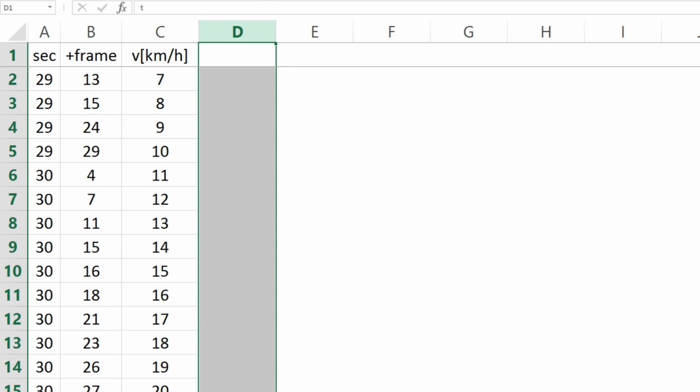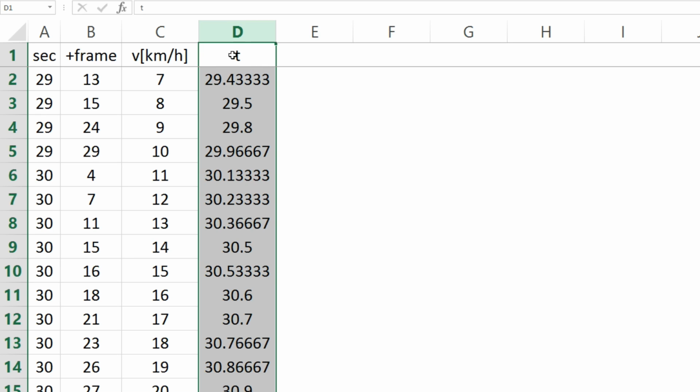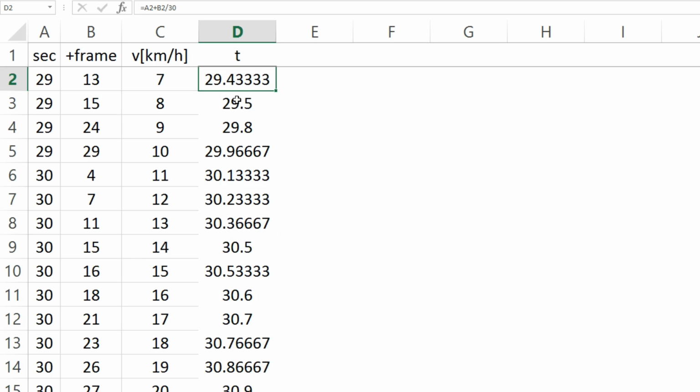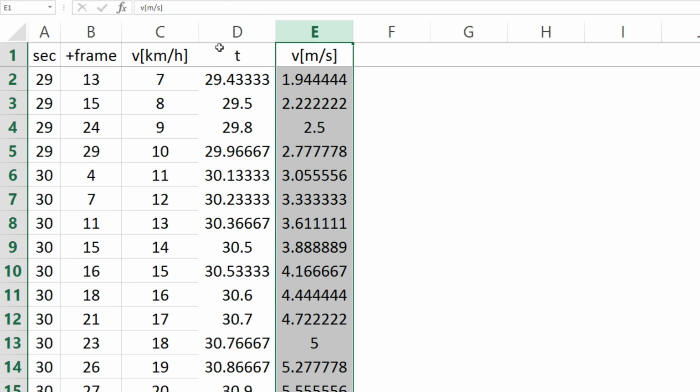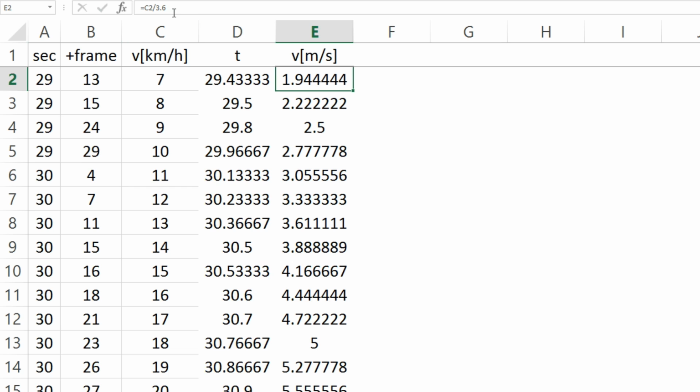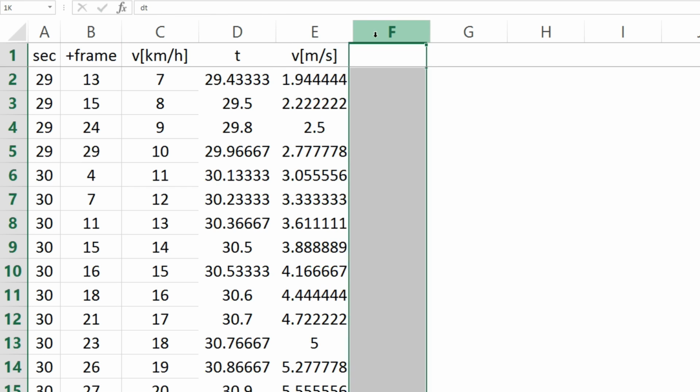So what I did with this data is I calculated this into t, the time, and well, that's quite easy. You can see the formula over here. Yeah, I think you get that. What I did then is I calculated the speed in kilometers per hour into the speed in meters per second, because that's more convenient to calculate with. Just divided by 3.6 and you got that.